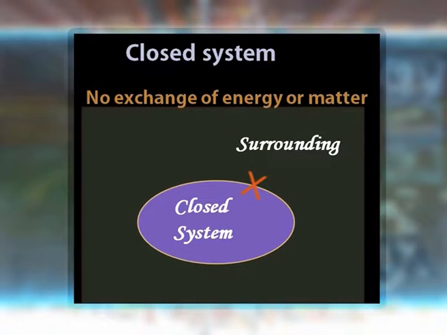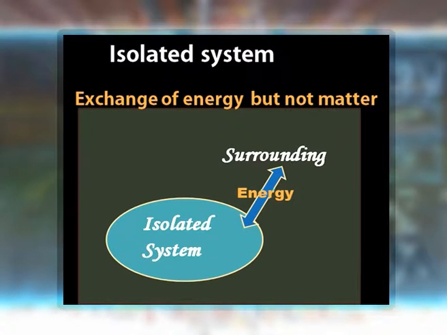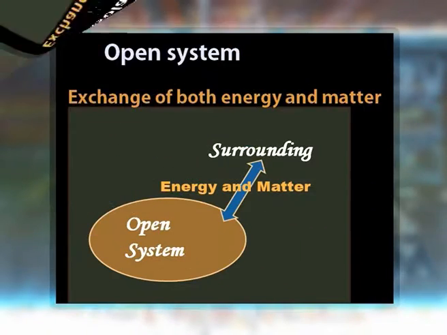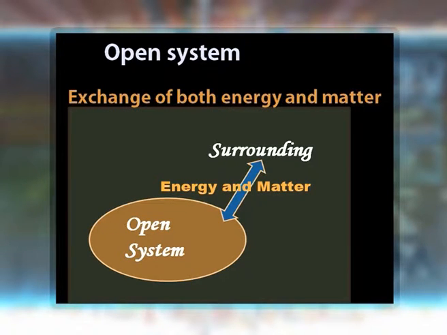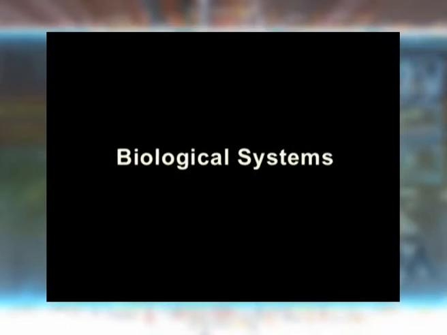A closed system is a thermodynamic system which does not interact with its surrounding in terms of matter or energy, whereas an isolated system is one which exchanges energy with its surrounding but not matter. An open system exchanges both energy and matter with its surrounding. Now the question is, where do the biological systems stand in this regard?